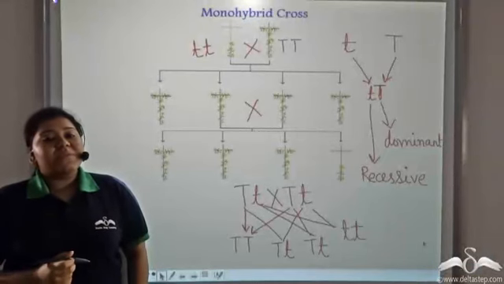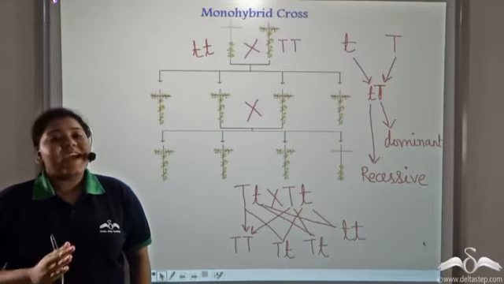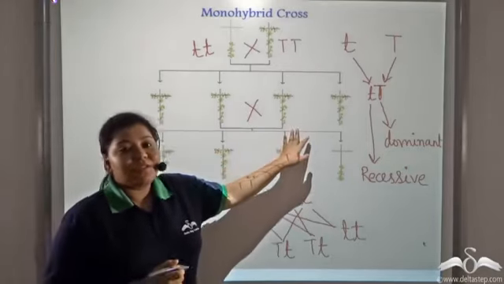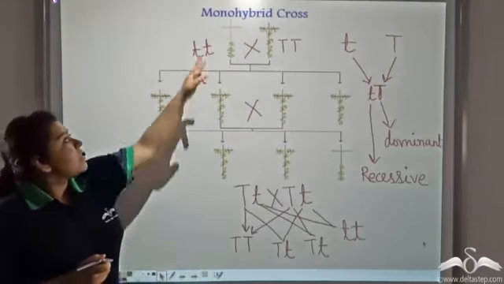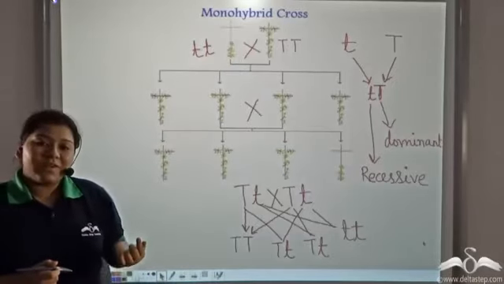So cross between two different varieties of one contrasting character or trait, like in this case, length of the plant, is known as the monohybrid cross, where mono means one.